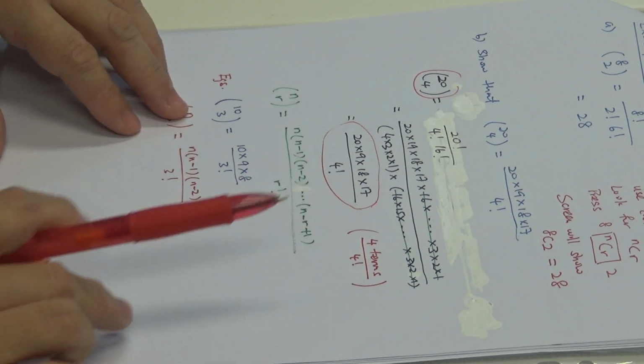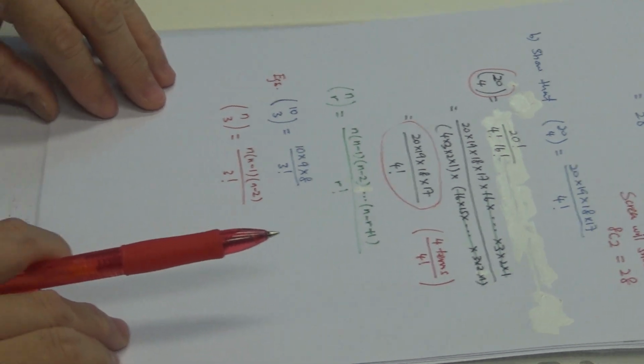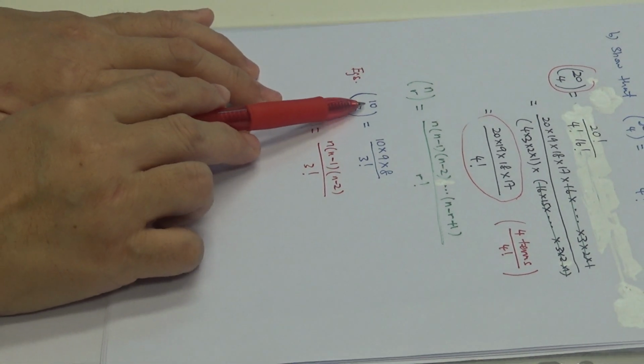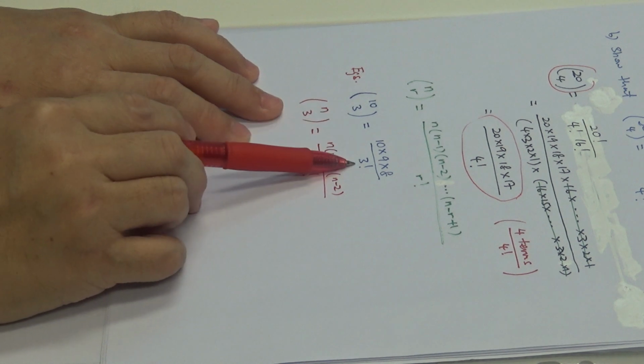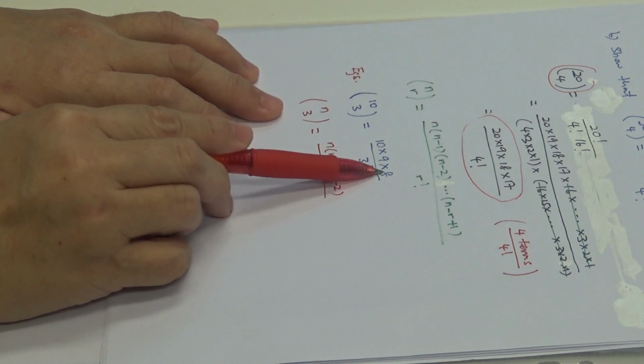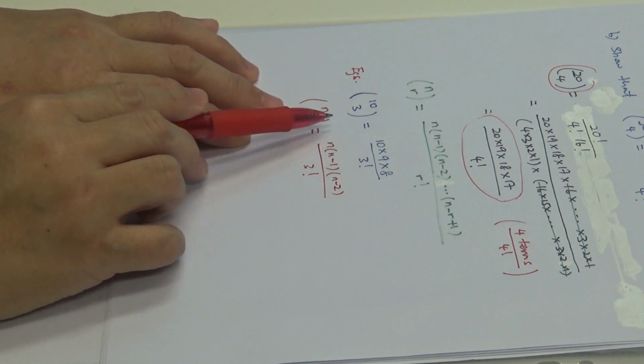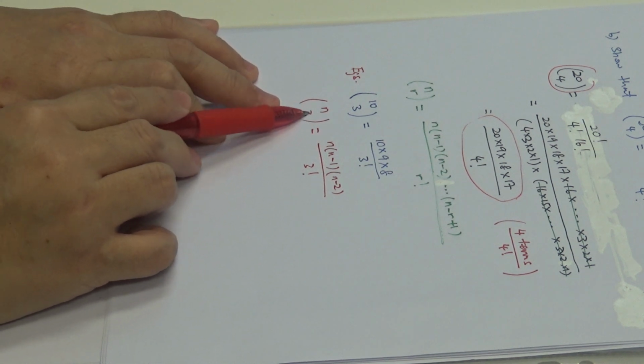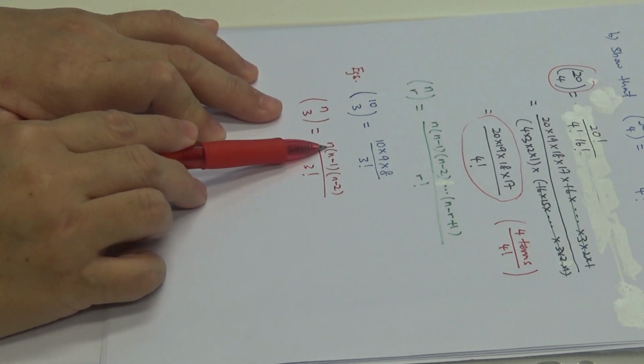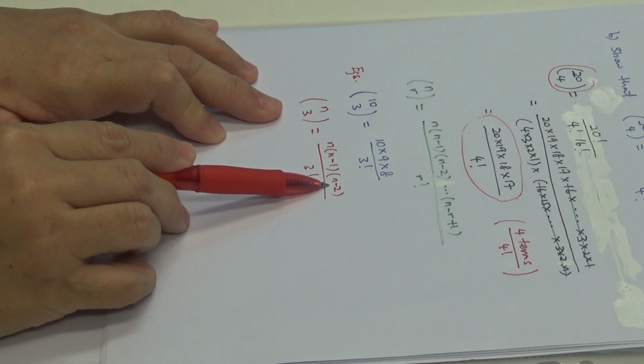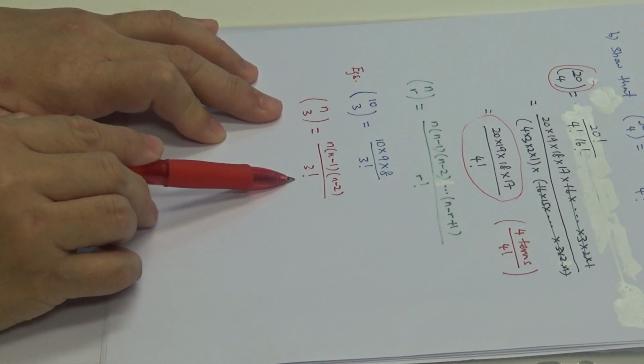Okay, so let me just give you 2 numerical examples first. If you have 10 choose 3, it will be 3 factorial, on top is 10, 9, 8. Can you see there are 3 terms here? So if you have n choose 3, I will have n, then n minus 1, n minus 2. 3 terms here, and down here 3 factorial.